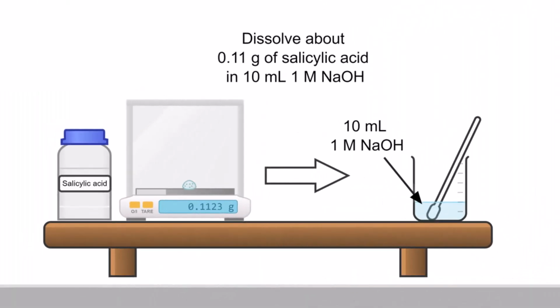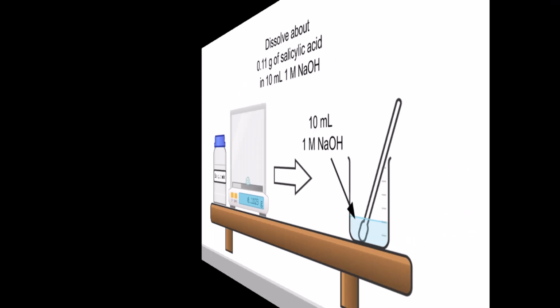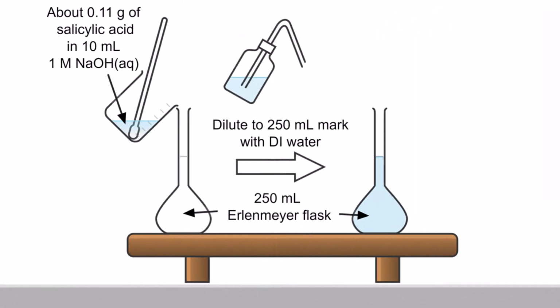The standard salicylic acid solution is prepared by precisely weighing about 0.11 grams of salicylic acid using the analytical balance. The solid powder is first dissolved in 1 molar sodium hydroxide so as to produce the salicylate dianion. The contents of the beaker are quantitatively transferred to a 250 ml volumetric flask.